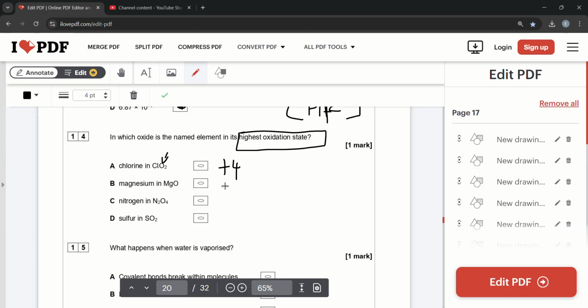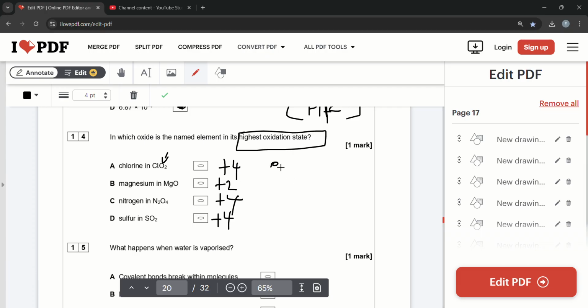Magnesium oxide, +2. Nitrogen, N2O4, +4. Sulfur in SO2: oxygen is -2 times 2, which is -4, so therefore sulfur is going to be +4. Now you might be wondering, well, A, C, and D then, because they've all got an oxidation state of +4. No, but the question says, is the named element in its highest oxidation state?